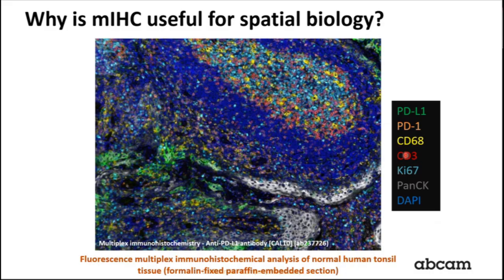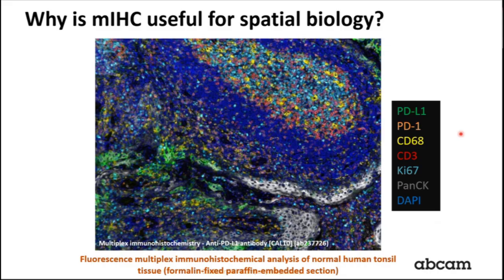CD3 is for your T cell markers, and pan-CK is for the epithelial cells. So you can really see how the different cell types are in relation to each other. And you can also compare this to the expression of PDL1 or PD1, which is an indicator of the cell proliferation. So this really gives you a context of the spatial relationship of different proteins within the cells.